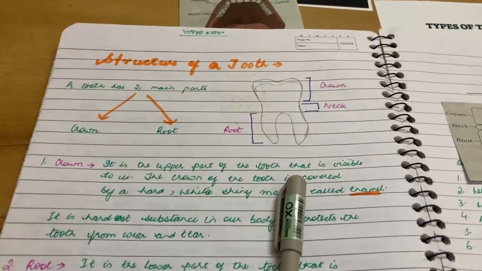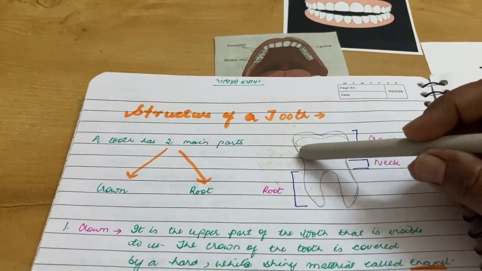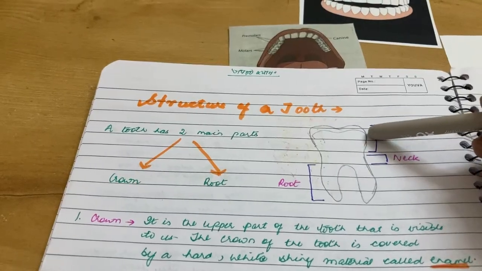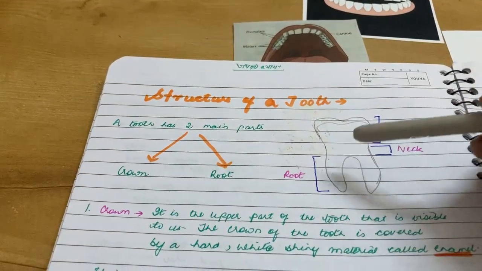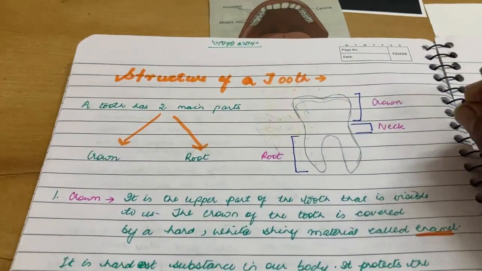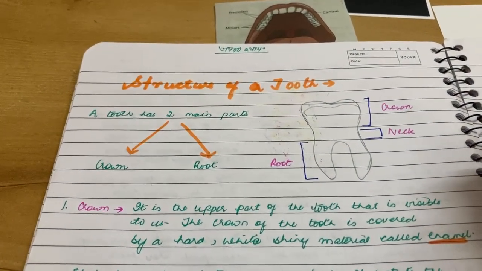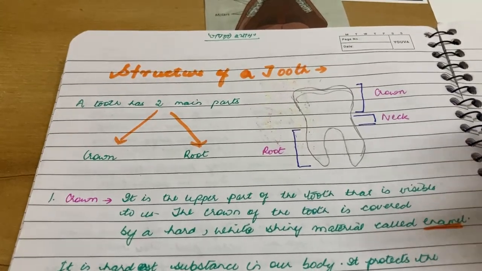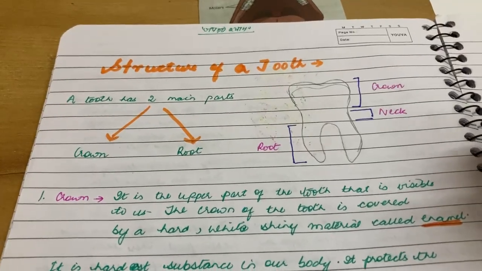So here I have drawn the tooth picture. This is how the tooth looks. The upper part till this curve is the crown, the little curve is the neck, and the below part is the root. However, in detail we'll study. Generally the tooth that is being discussed or taught has 2 parts. So they are crown and the root.